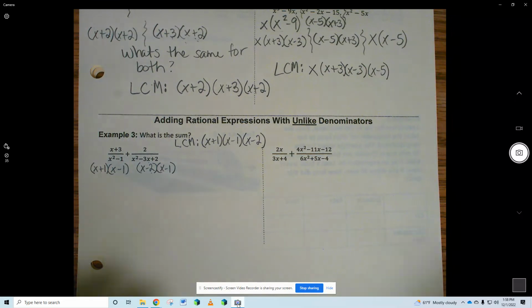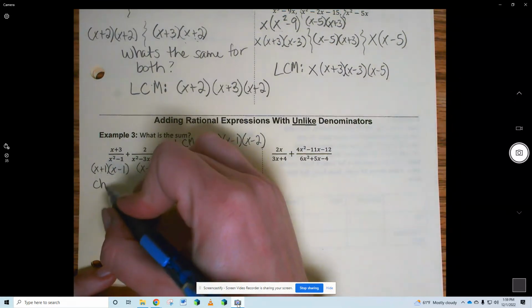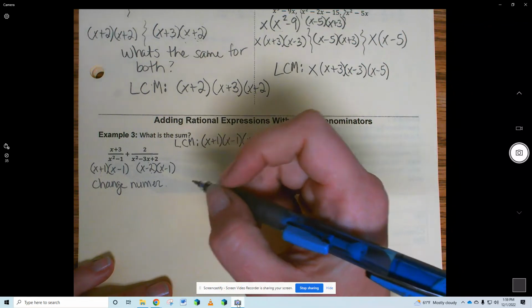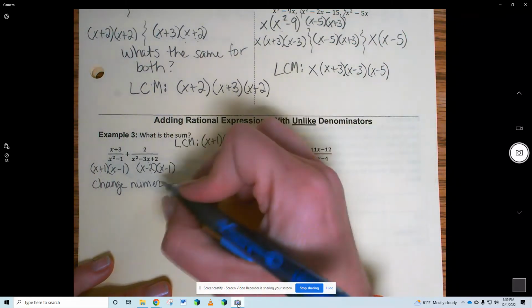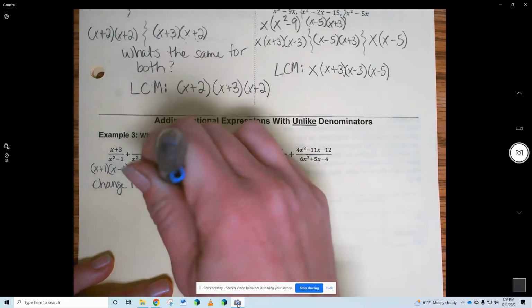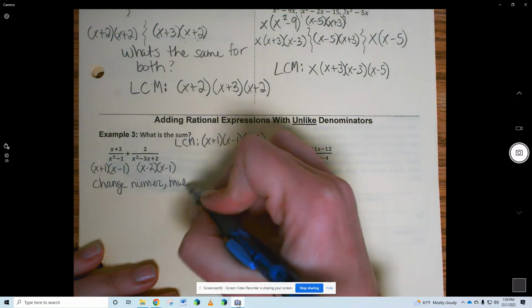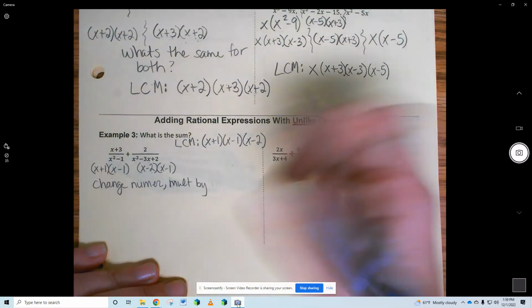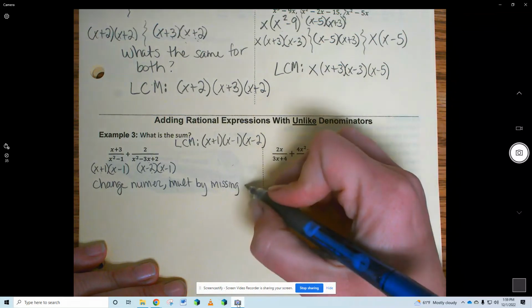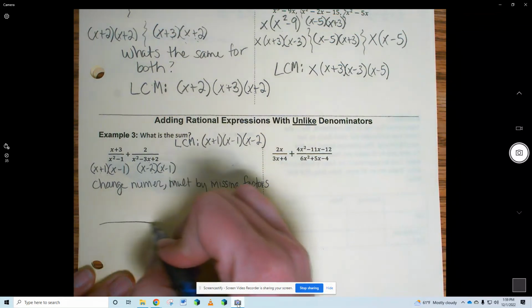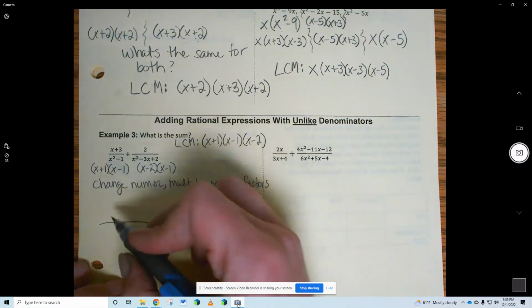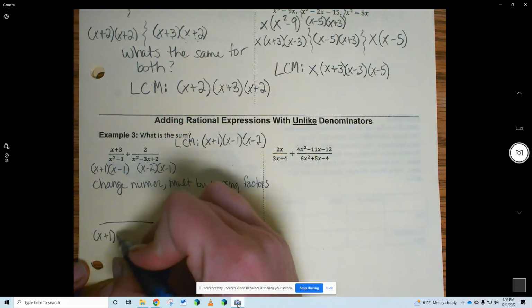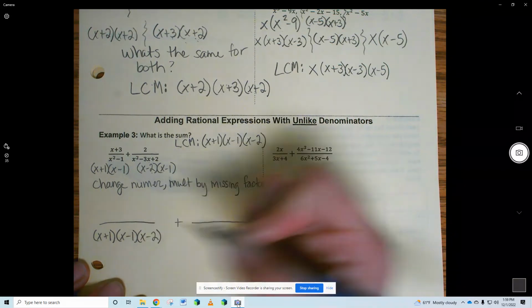Okay. So what I'm going to do is I need to change the numerators by multiplying. I'm going to multiply by what's missing. What's not in the denominator, I need to multiply by what's missing. Change the numerators, and I'm abbreviating. Multiply by the missing factors. So for example, let me write the whole common denominator in here. You're going to write out the entire common denominator. x plus 1, x minus 1, x minus 2.